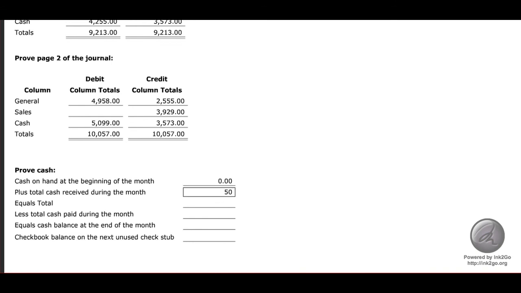So continuing on, we'd have 5099. Add these two up, gives me 5099. Less total cash paid during the month. So that's the money that I spent during the month. That is also my cash credit number, 3573, taken from up top. Journal page number 2, cash credit column total, equals, so I take my total, 5099 minus 3573, gives me a total of 1526. And the checkbook balance in my directions tells me that the unused check stub is 1526. So we know that we did all the transactions right because our numbers down here match.